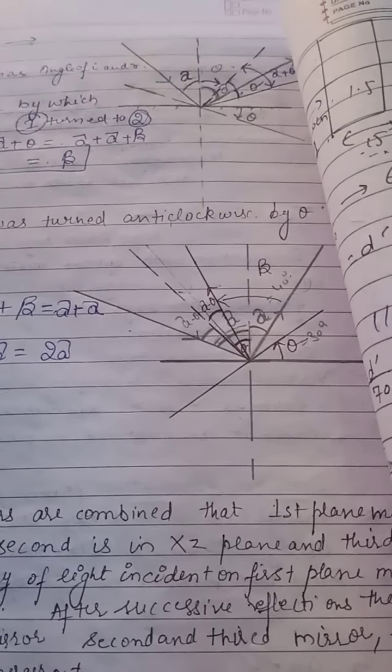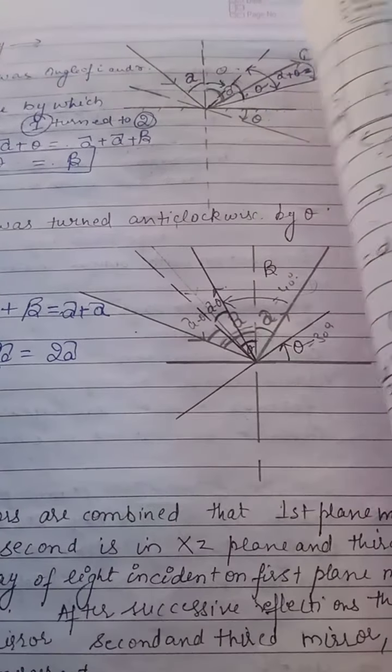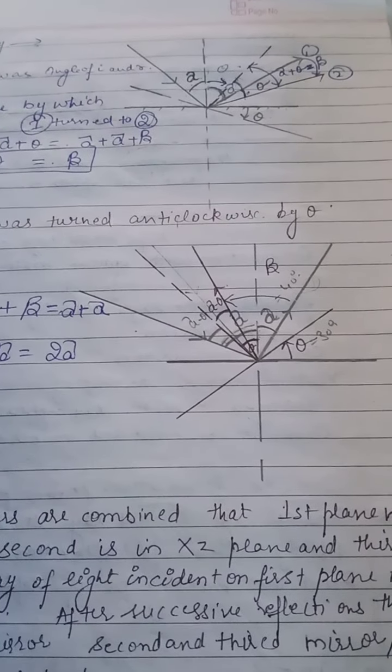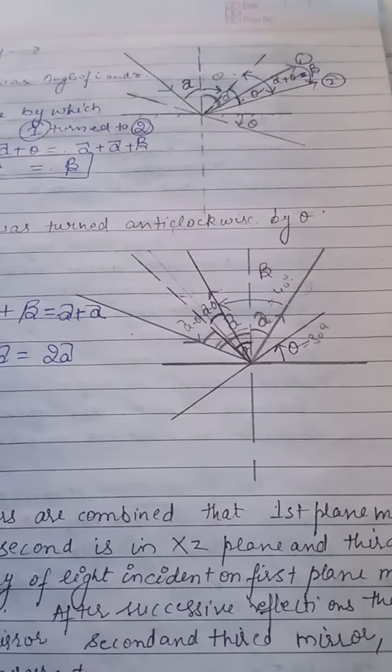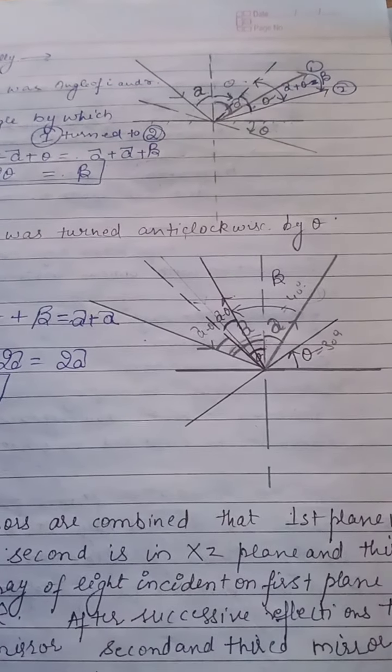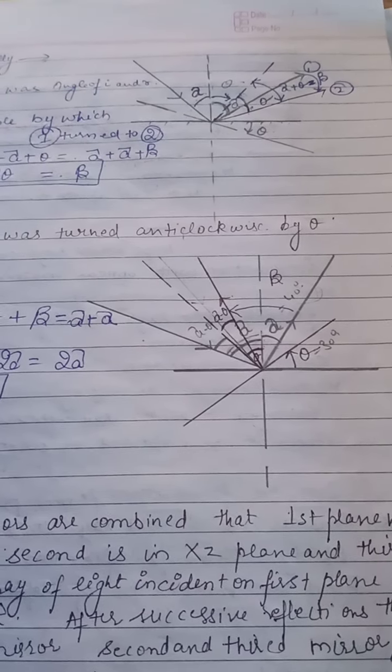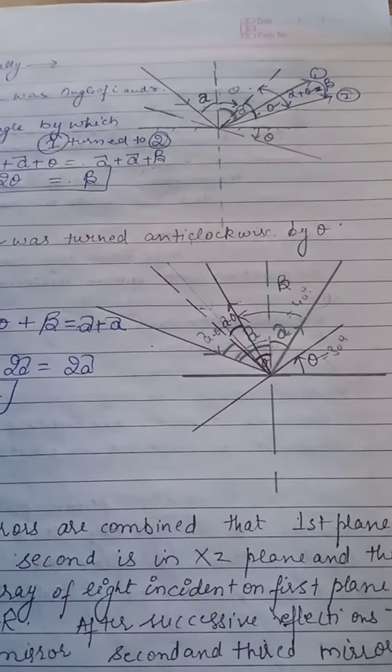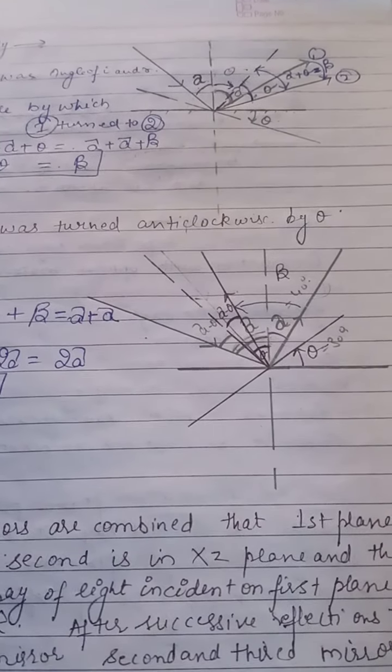They are saying that here is a mirror, and initially we think that it is making the alpha angle, and we have turned the mirror through theta angle clockwise. By what angle will the reflected ray be turned?